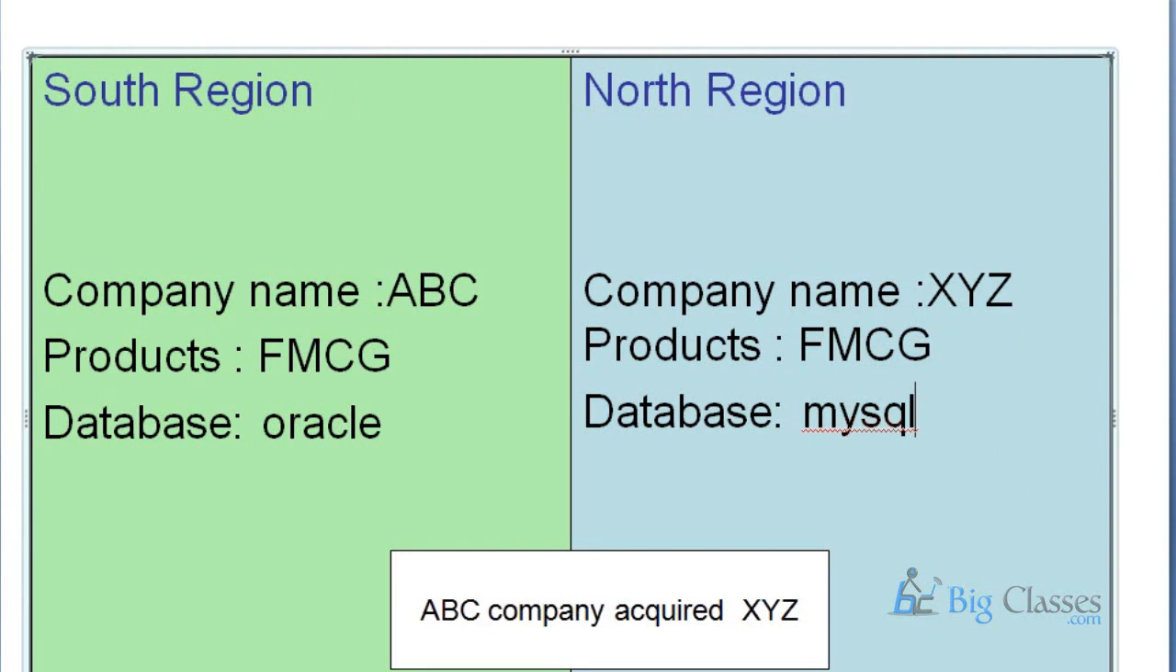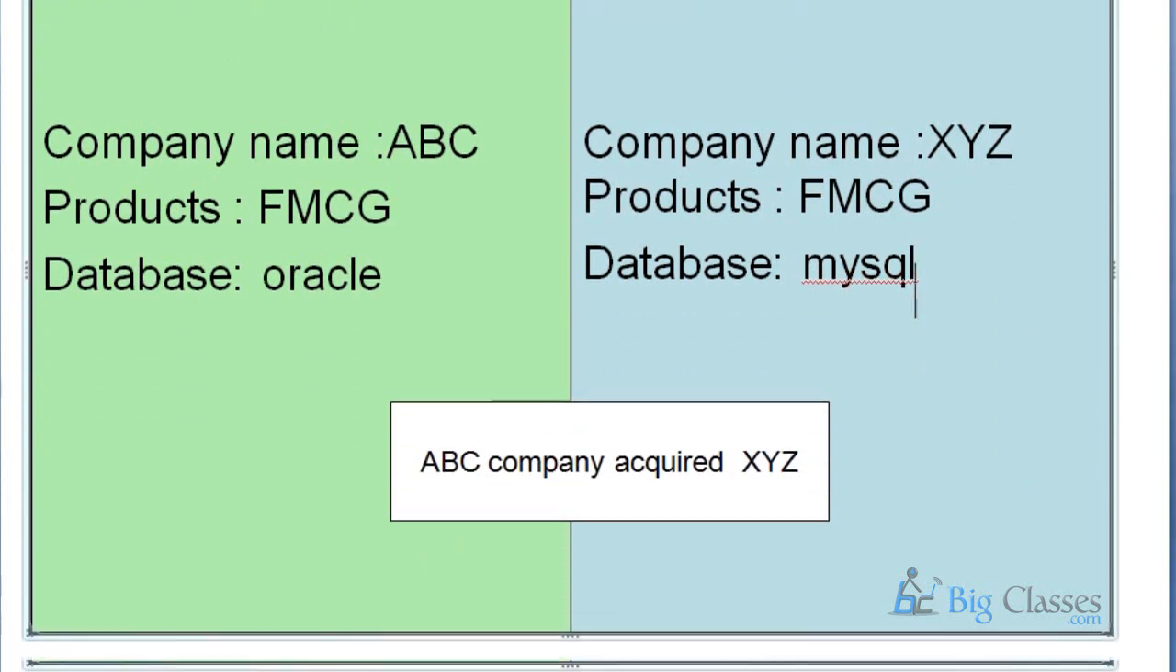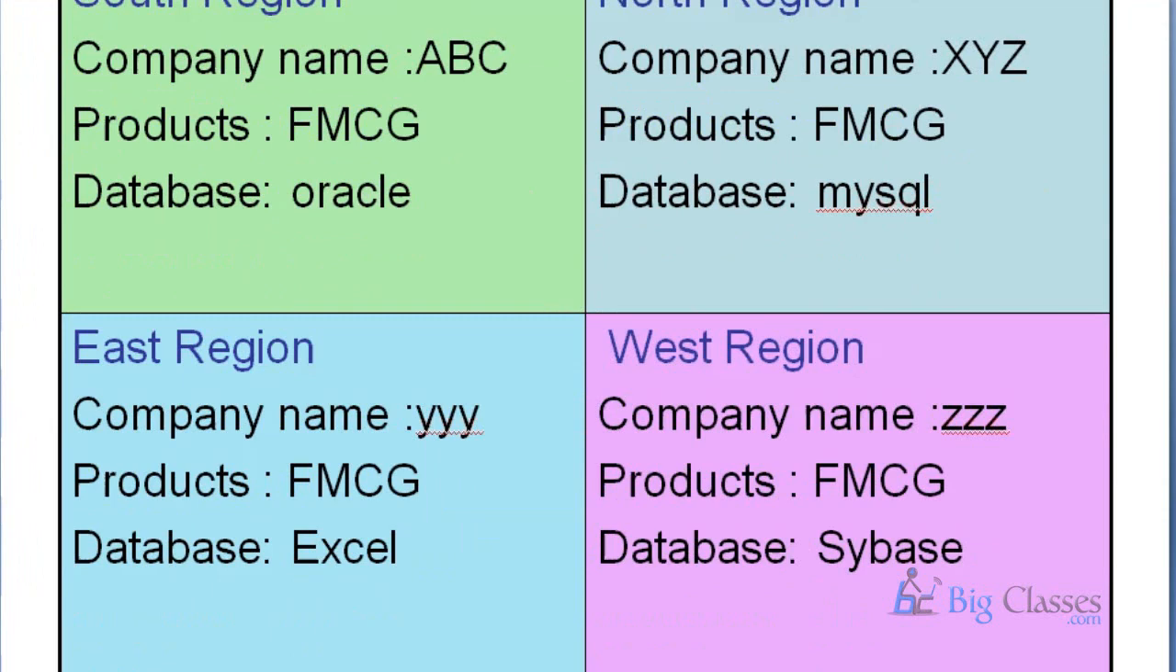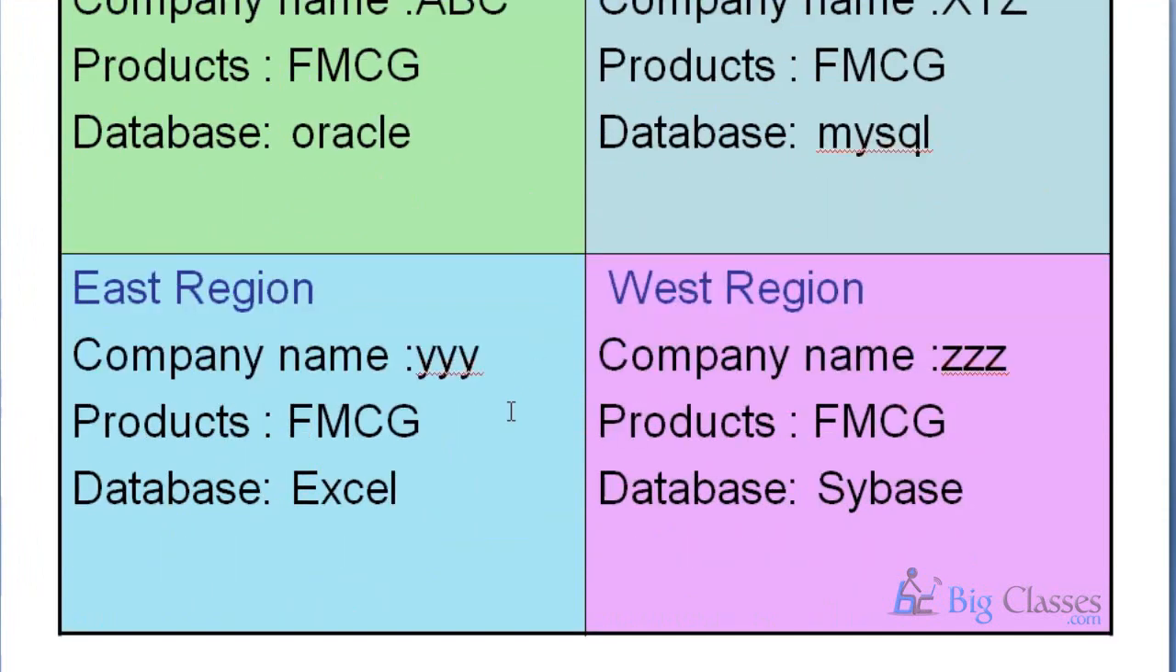Now the business was also very good in the North region, so I acquired some more businesses in the other regions: the East region and the West region. They also deal with FMCG. Here I am using Excel as my database, and here I am using Sybase as my database. Now I have my business across India in the 4 regions.